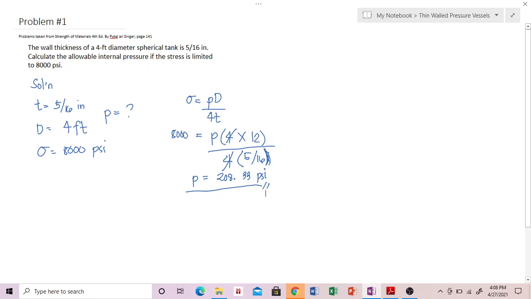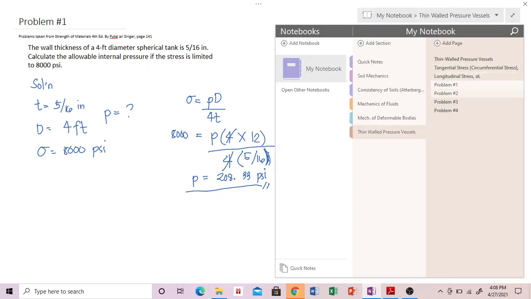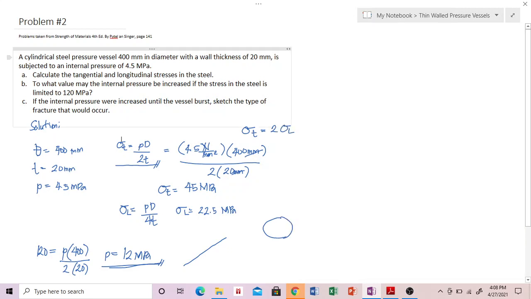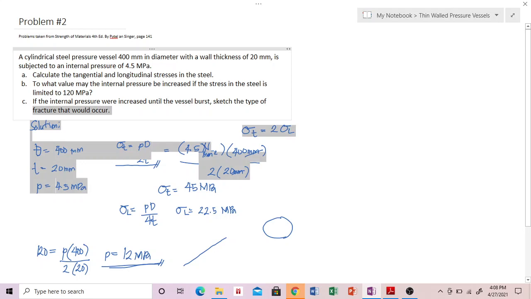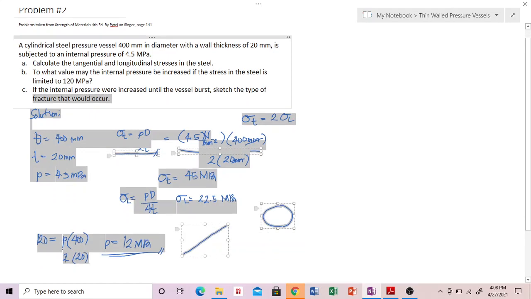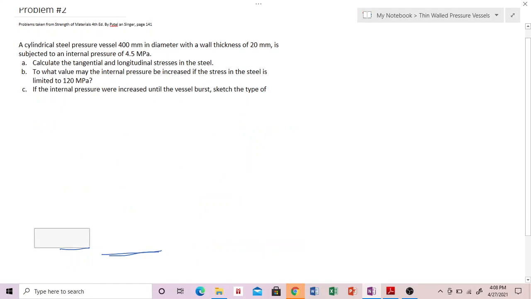Okay, next. For the next problem, problem number 2, solution na. Simulan natin from the start. Okay. Para makasunod kayo, let us solve. Solve ko ulit ito.